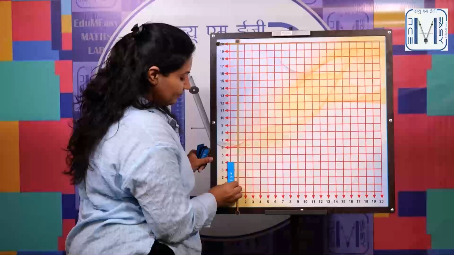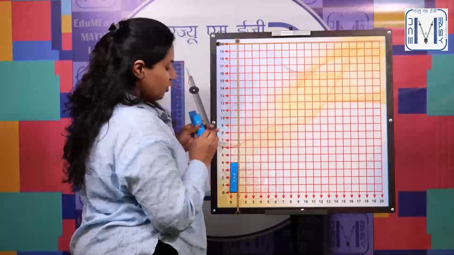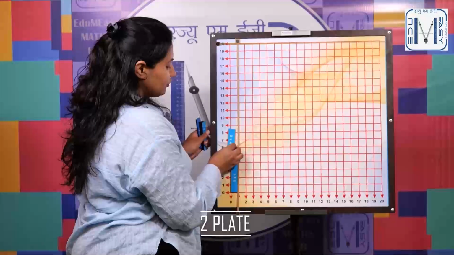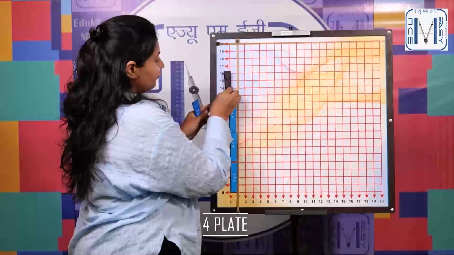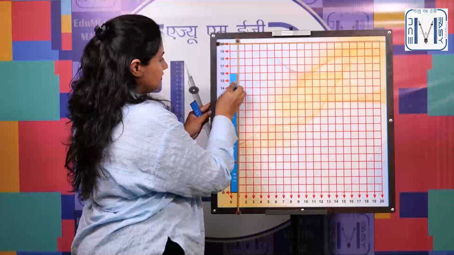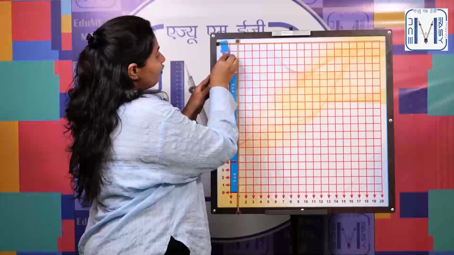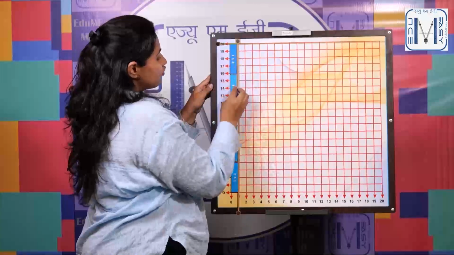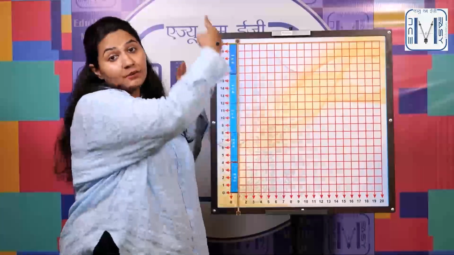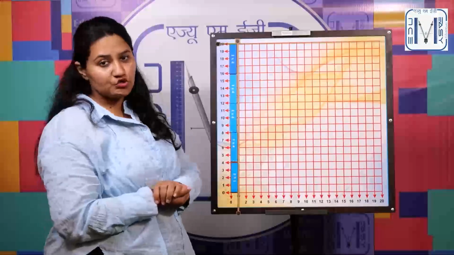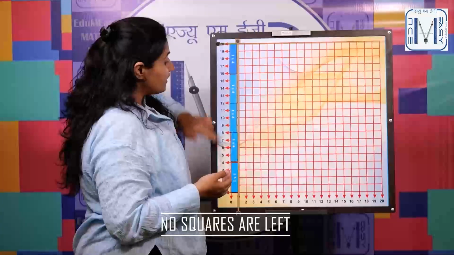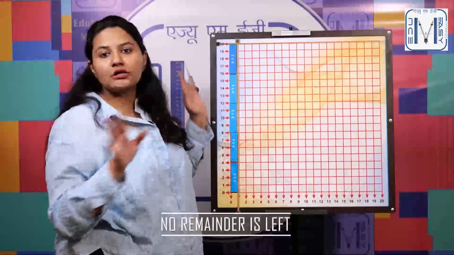Now let's see how many plates I will be able to fill. So I've put 1 plate, then I'll put the 2nd plate, the 3rd plate, the 4th plate, and I can put 1 more, that is the 5th plate. So I can put 5 plates completely. That means 20 divided by 4 is 5 as quotient, and no squares are left here. That means we do not get any remainder.